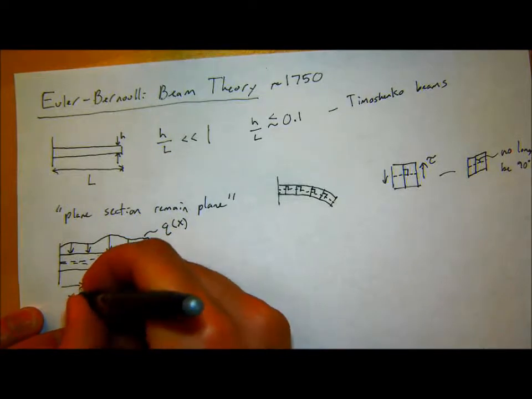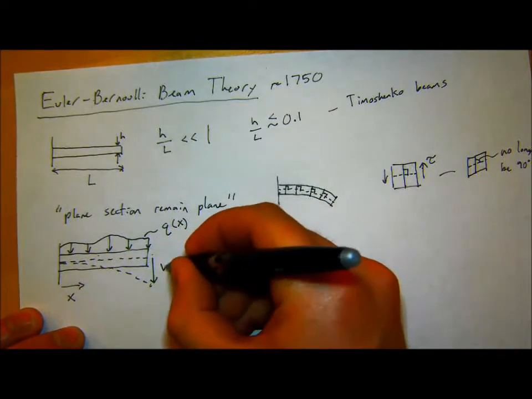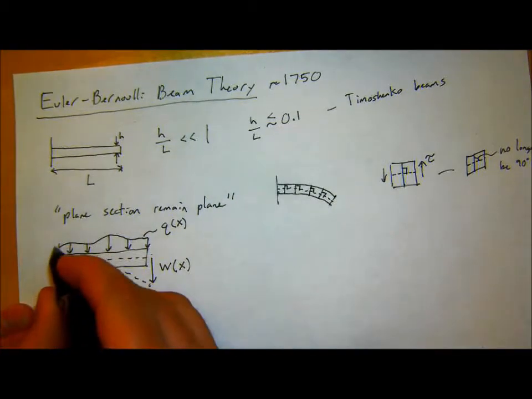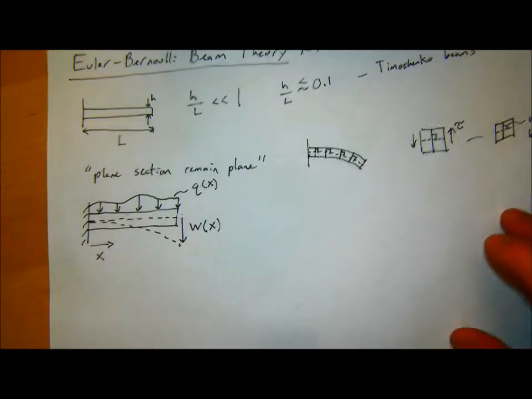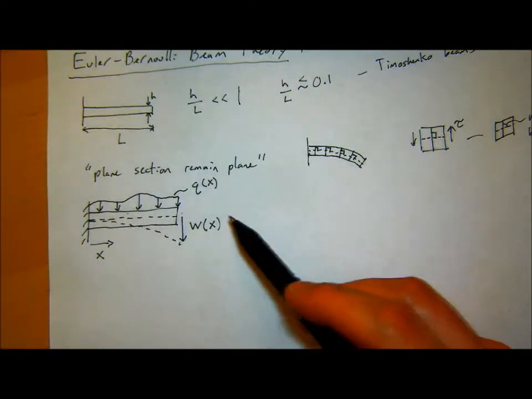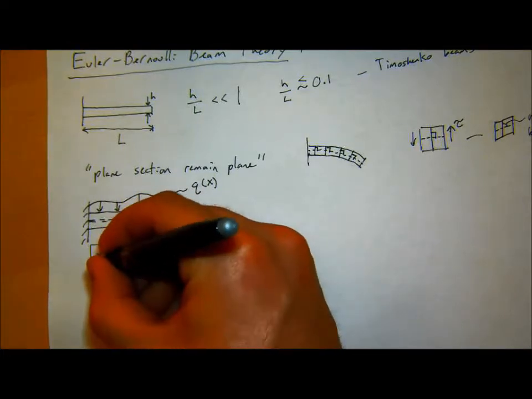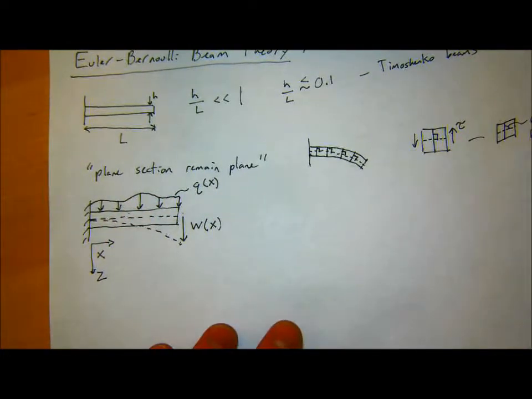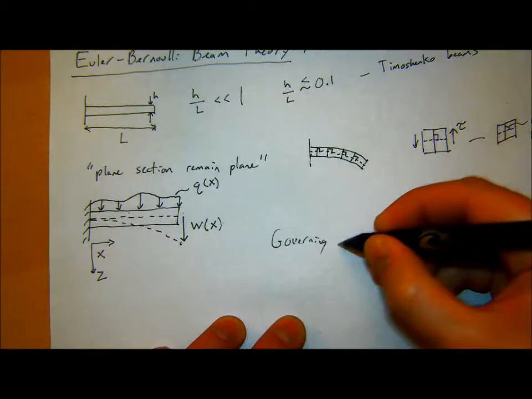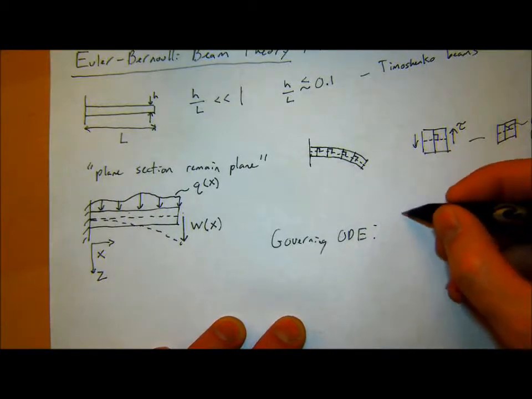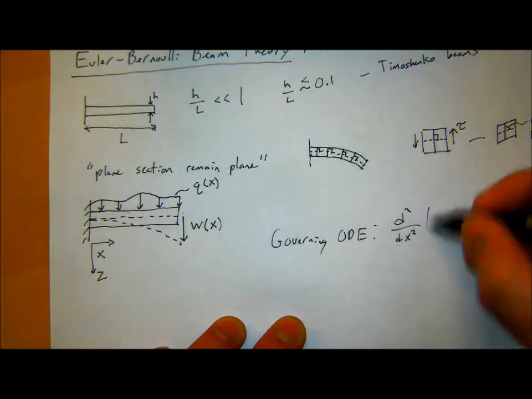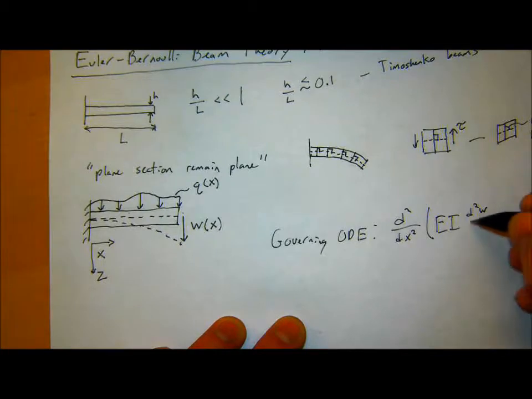Here, this is the x direction, and what we're looking for now is the deflection w. If I apply some arbitrary loading q to this beam, how much does it deflect w downward? Or I guess here in the positive z direction. And so Euler-Bernoulli theory states there's one governing ODE describing all of this behavior. Governing ODE. And it is d squared dx squared of EI d squared w dx squared equals q of x.